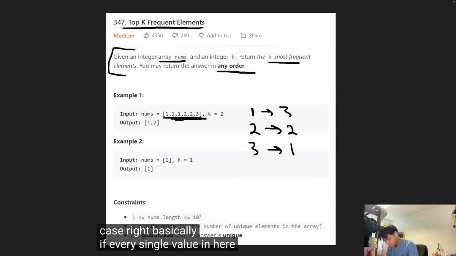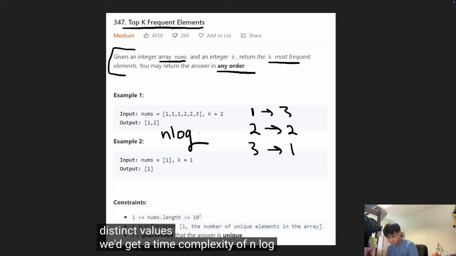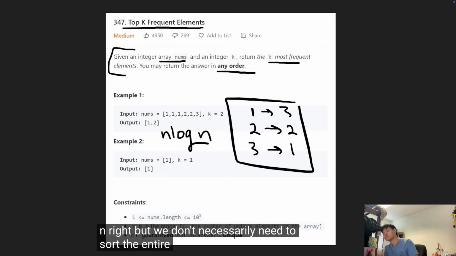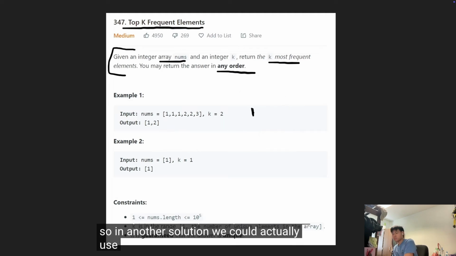Basically, if every single value in here was distinct and we wanted the top k distinct values, we'd get a time complexity of n log n. But we don't necessarily need to sort the entire thing because we only want the top k frequent elements. So in another solution, we could actually use a max heap.